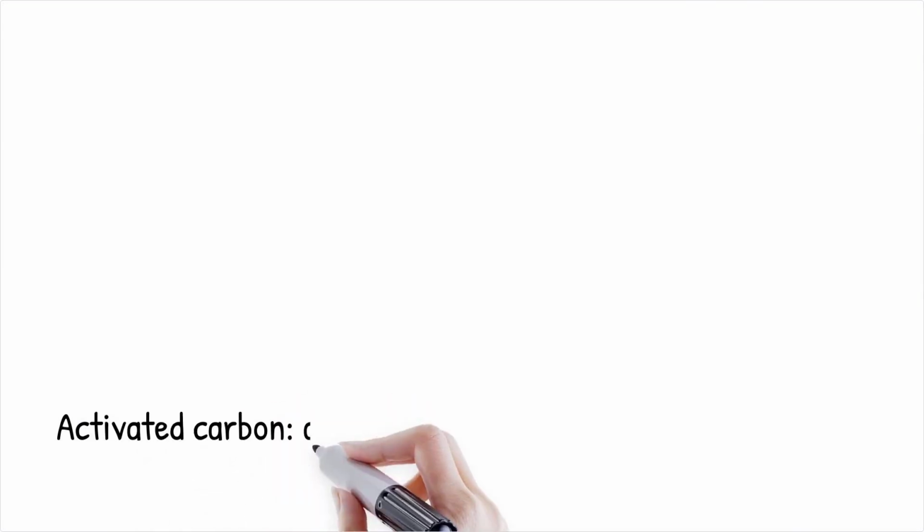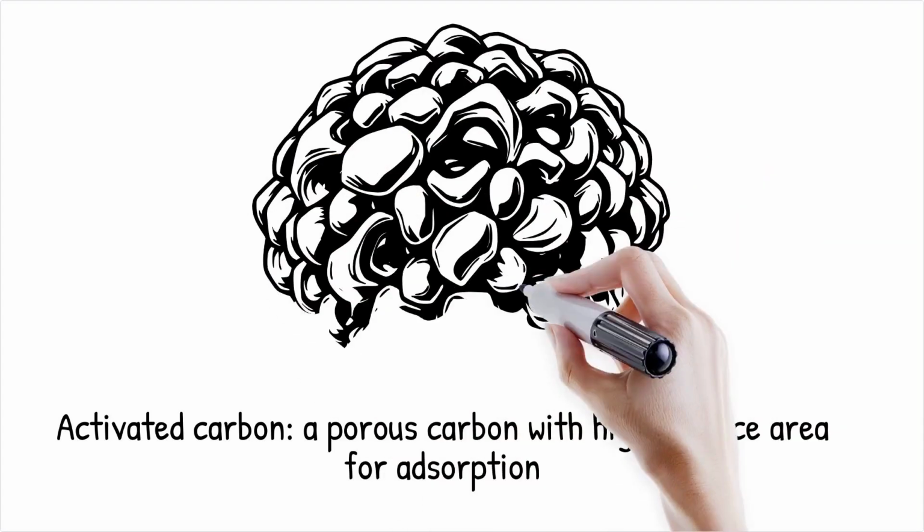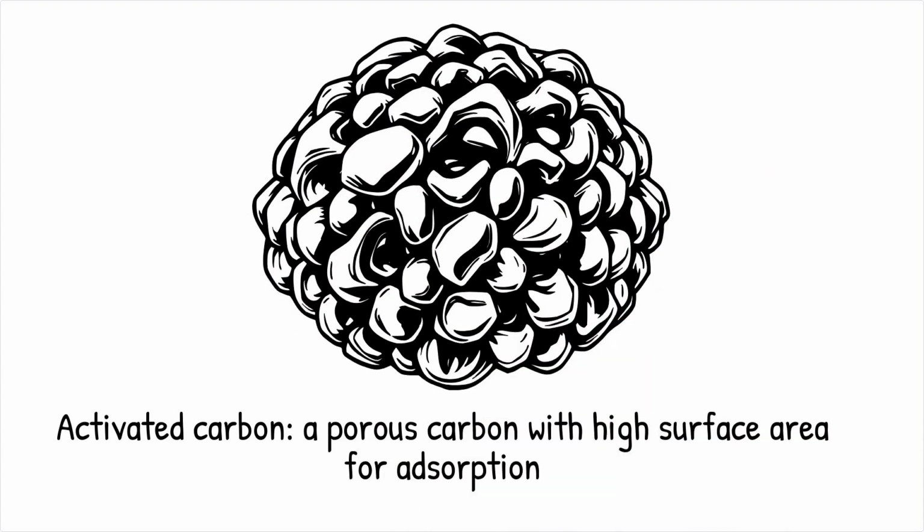3. Activated carbon, the workhorse of adsorption. Explanation: Activated carbon is a porous form of carbon with a high internal surface area, often exceeding 1,500 meters squared per gram. It is produced by heating organic materials such as coconut shells or wood in the absence of oxygen.